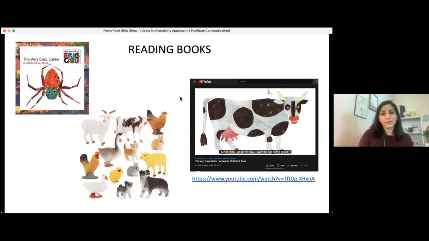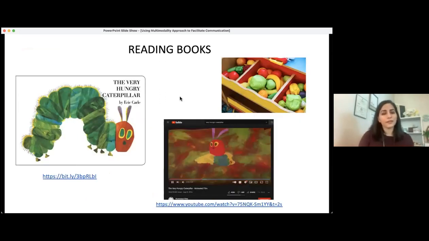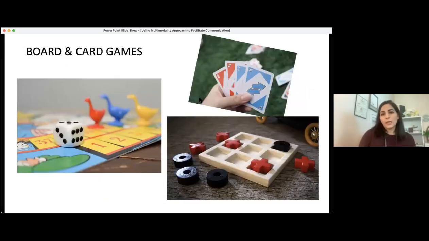They learn from it. Similarly, with The Very Hungry Caterpillar, you can read a book, you can show them the video, and you can have them use the toy food. Playing the board games, it's so important. We were talking about the social skills. Board games is taking turns, is following steps. It's like winning and losing, and a lot of things that are required to play the board game.